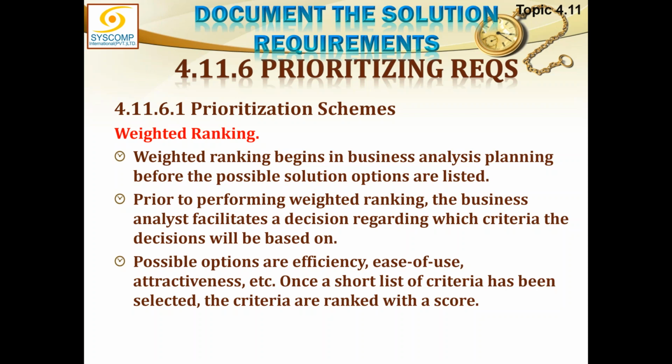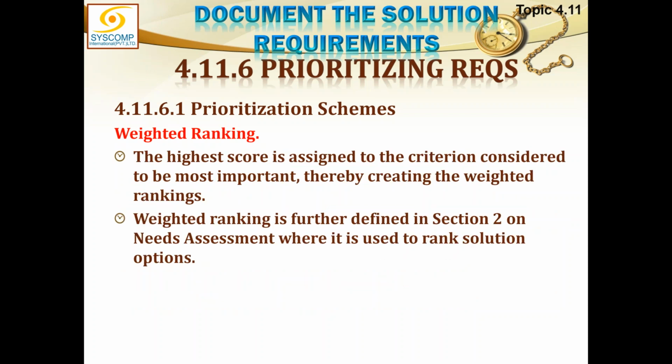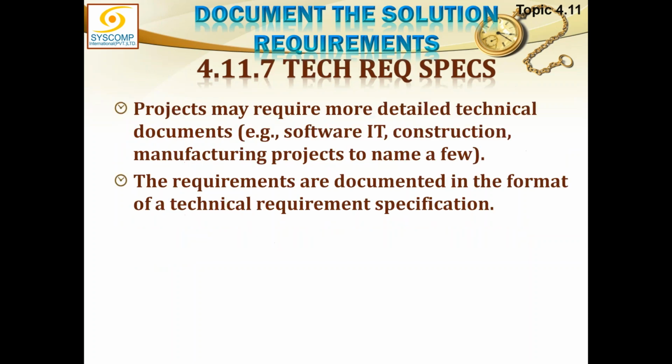Possible options are efficiency, ease of use, attractiveness, etc. Once a short list of criteria has been selected, the criteria are ranked with a score. The highest score is assigned to the criteria considered to be most important, thereby creating the weighted rankings. Weighted ranking is further defined in Section 2 on needs assessment, where it is used to rank solution options.